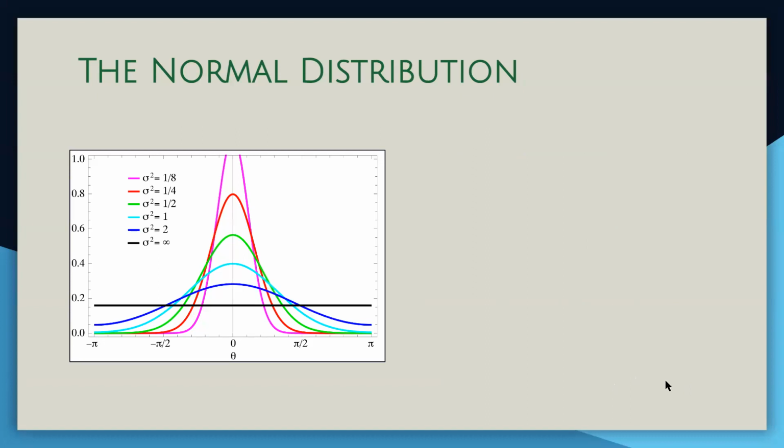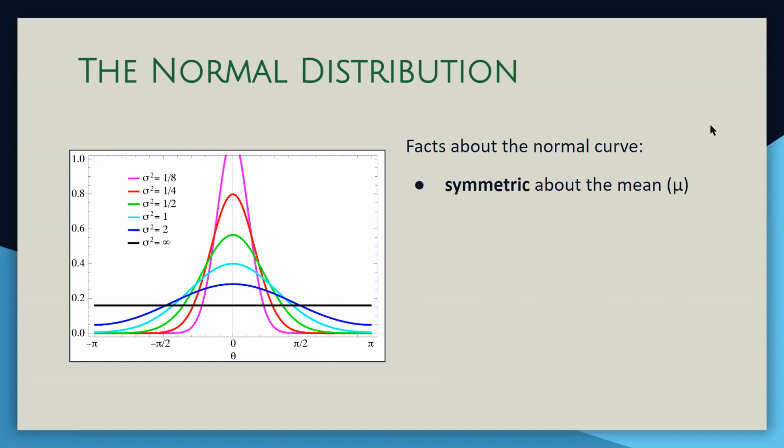So try not to freak out. I know it looks a little scary, but these are just a collection of normal distributions. So a couple facts about this normal curve. First, we know that it's symmetric about the mean. So the mean mu is where the peak is. So in the picture on the left, all of these curves have their mean at 0. And if we fold that picture in half, we get two perfect mirror images.